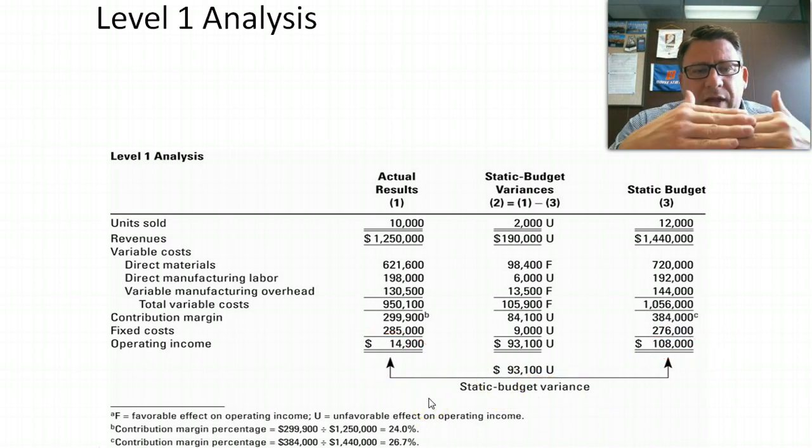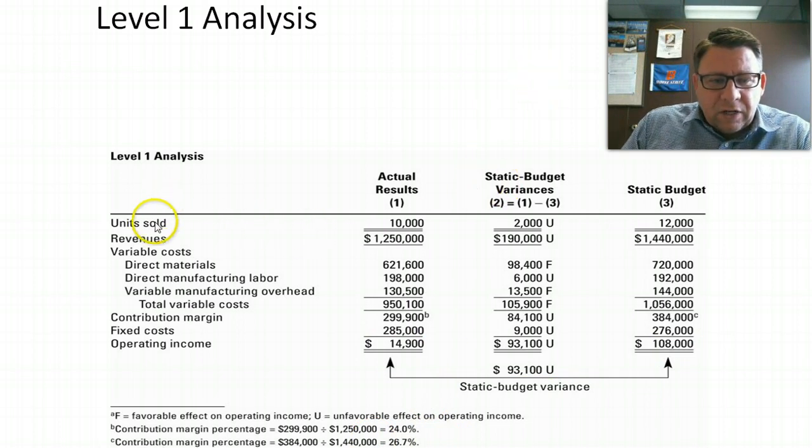Level 1 then looks at each individual line item. So we started with our units sold. We thought we were going to sell 12,000. We only sold 10,000. So we have a 2,000 unfavorable variance. The difference in our revenue is unfavorable. The difference in our costs are favorable.